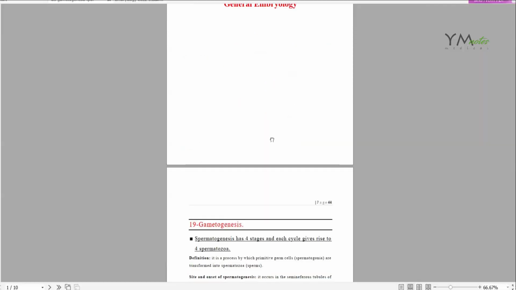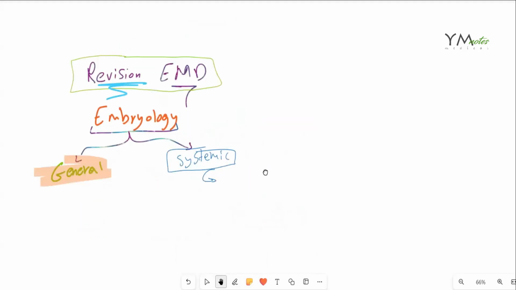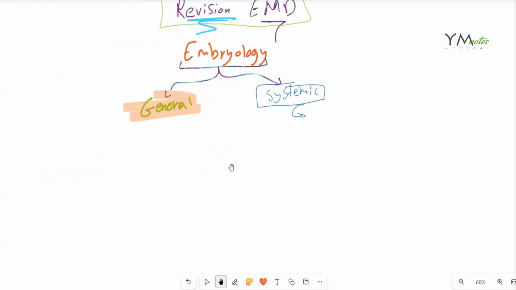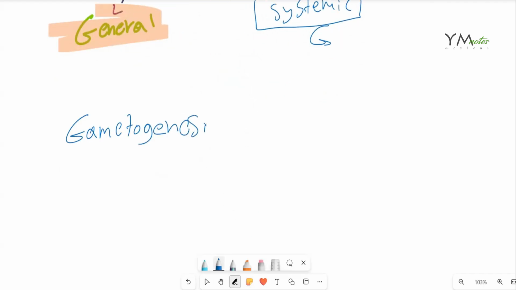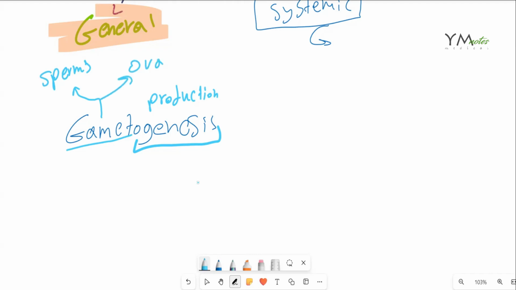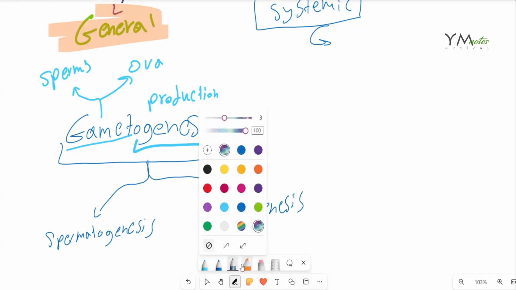I prefer to explain directly from the book or by making summaries on white paper. So you just need to follow up with me. The first chapter, or the first topic we are going to start with in the general embryology, is gametogenesis. The word genesis means production, and the word gamete refers to either sperms or ova. Sperms from the male and ova from the female. So this first chapter of the general embryology is going to talk about spermatogenesis first, sperm production, followed by oogenesis, and that's in the next video, inshallah.